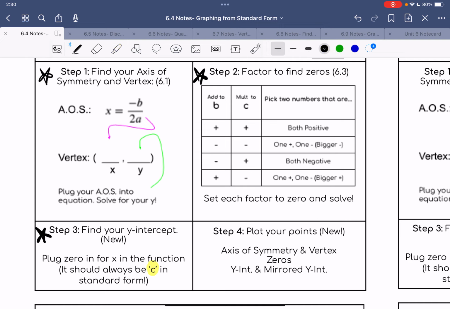And then the last thing that is new is we're going to put it all on a graph. So you're going to graph your axis of symmetry and vertex, you're going to graph your zeros, then you're going to graph your y-intercept, and you're going to mirror that y-intercept so that it's nice and symmetrical. So we've got 5 points total: your vertex, your 2 zeros, your y-intercept, and your mirrored y-intercept. So that is the plan for today.